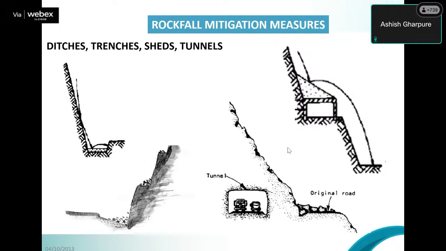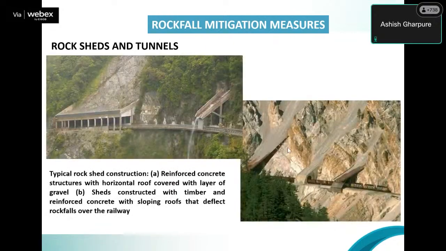Tunnels are definitely options for this. And these are some pictures of rock sheds and tunnels, like how they can be planned, with a sloping base so that things go directly into the valley. A lot of mountain stretches in Jammu and Kashmir may need this, and same probably for Uttarakhand and Himachal.